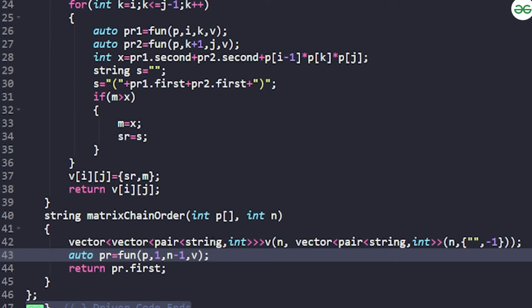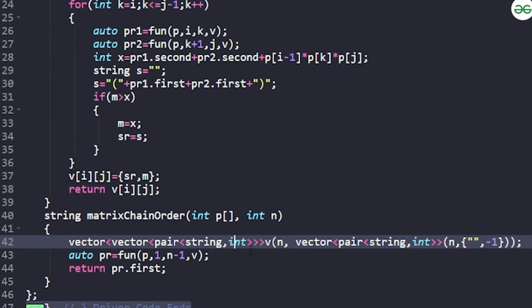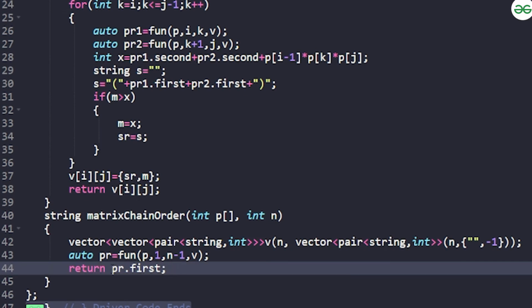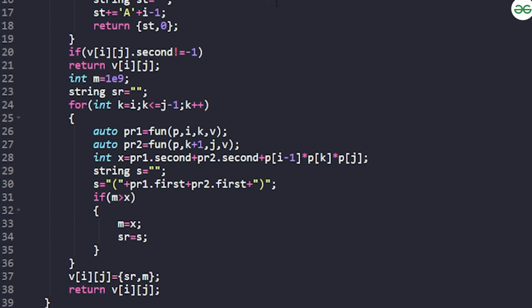And then after this computation has been done, what do we have to return? We have to return the string. We have to return the brackets in the matrix chain multiplication, and that will be stored in the first part of this pair. So when this recursive function returns, it will return a pair. In the first part of the pair, the string will be stored, the brackets in the matrix chain multiplication in the optimal way. So that is what we have to return. We don't have to return the value in this case. The code is exactly the same.